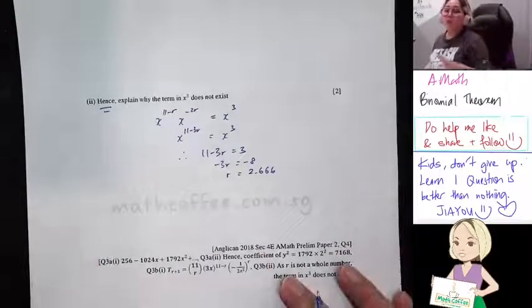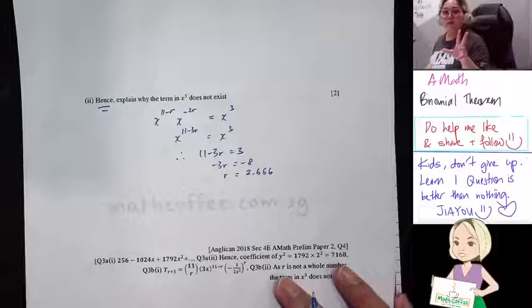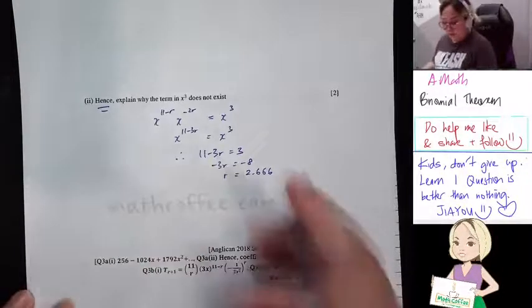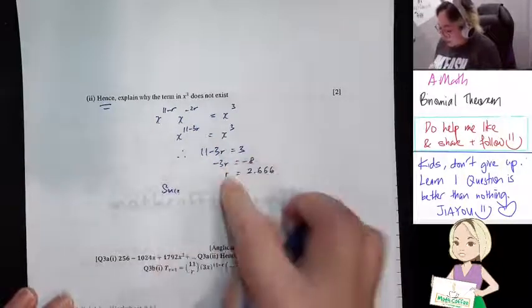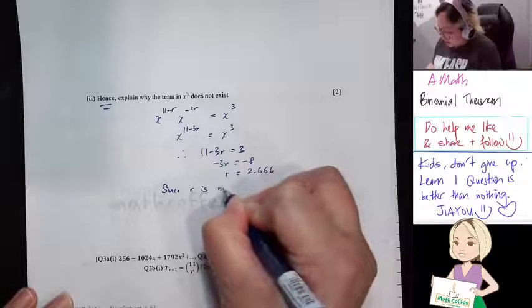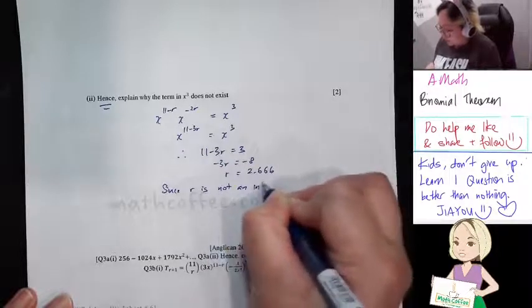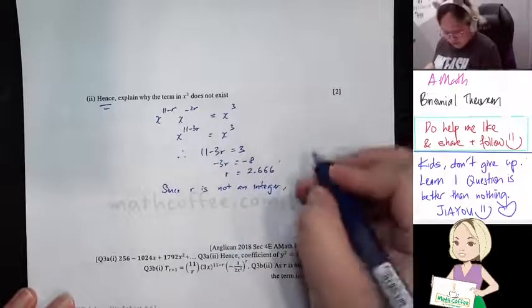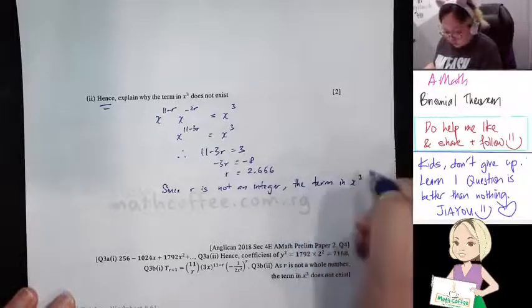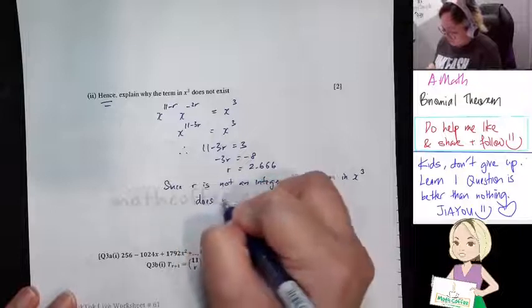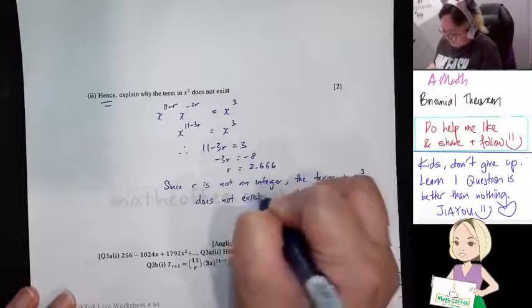Now that's where you explain why the term in x cubed does not exist. This one, they often ask. You will say, since r is not an integer, meaning a whole number, the term in x cubed does not exist. Done.